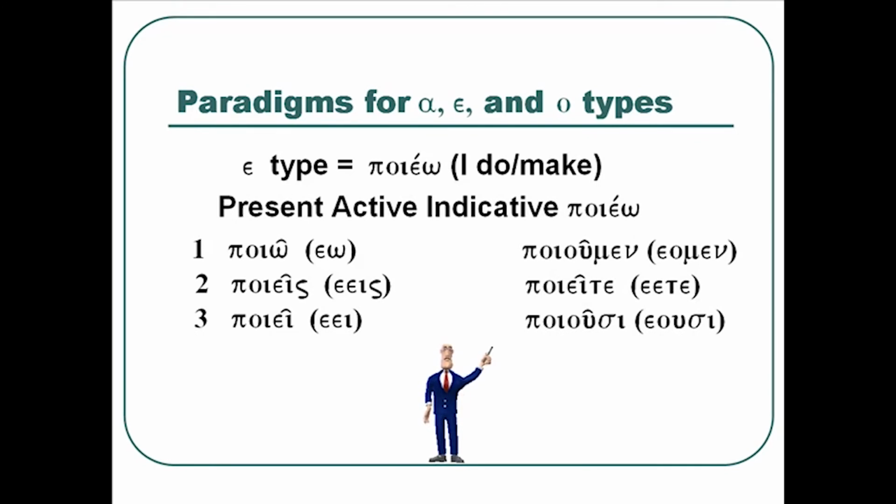Poiumen, we make, you've got an epsilon plus an omicron, and the OEOEU takes over, so we've got a U diphthong there. And then second person plural, we've got a double E going on. The double E goes to a diphthong, A, so it's poieta. And finally, the third person plural, poiusi. We've got the oeoeu going on again. The u just takes over, and we've got a c, so it's poiusi.